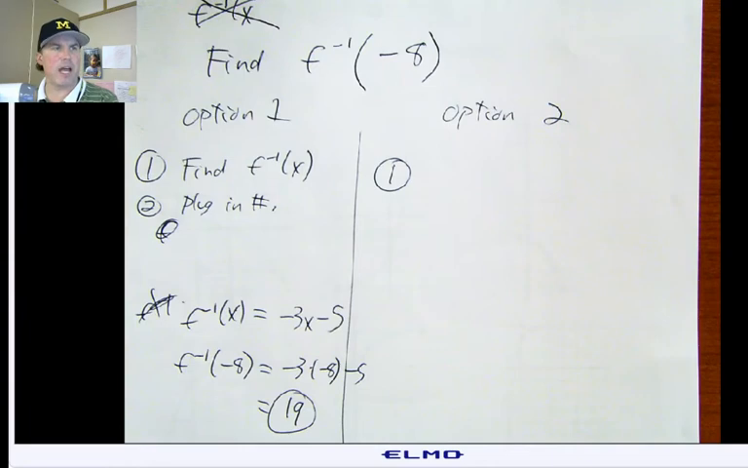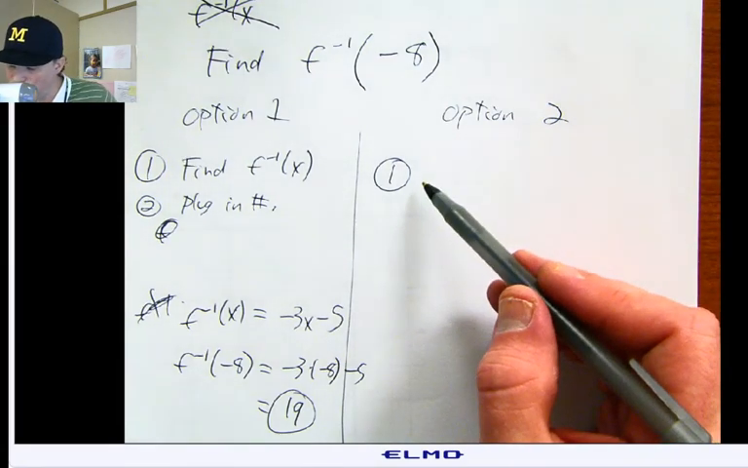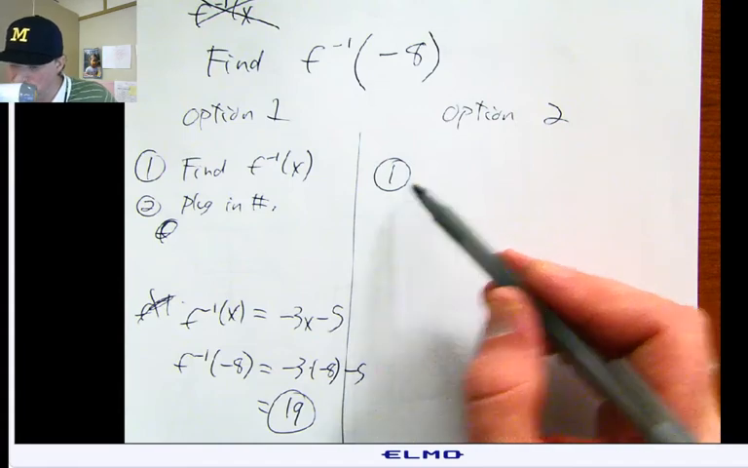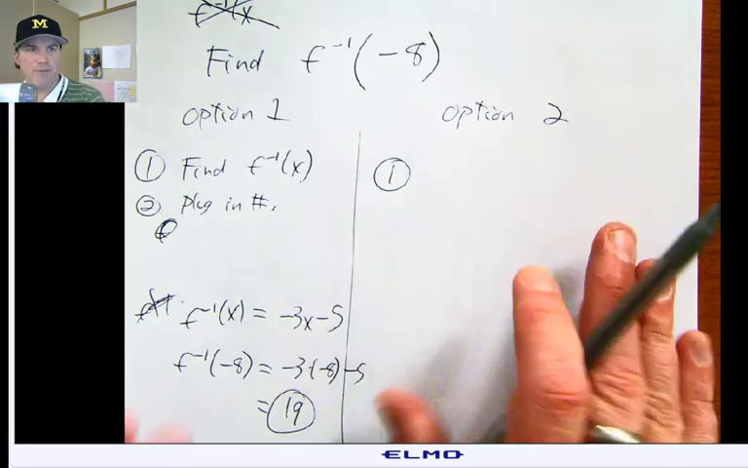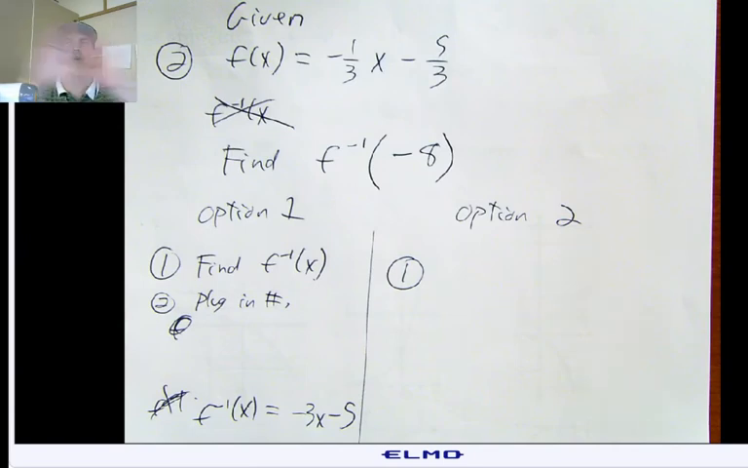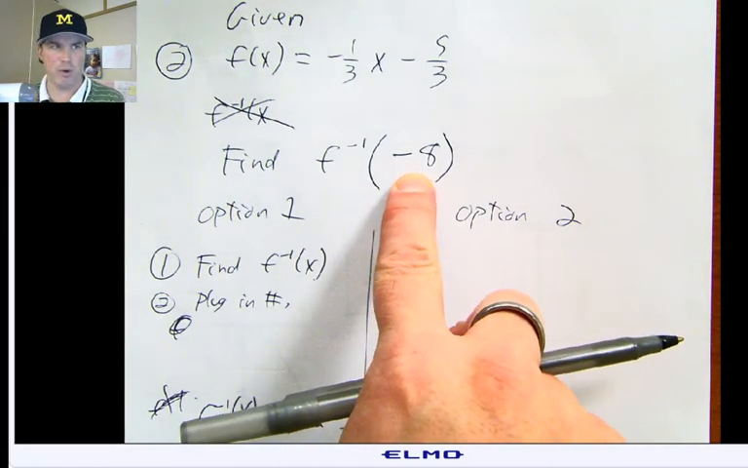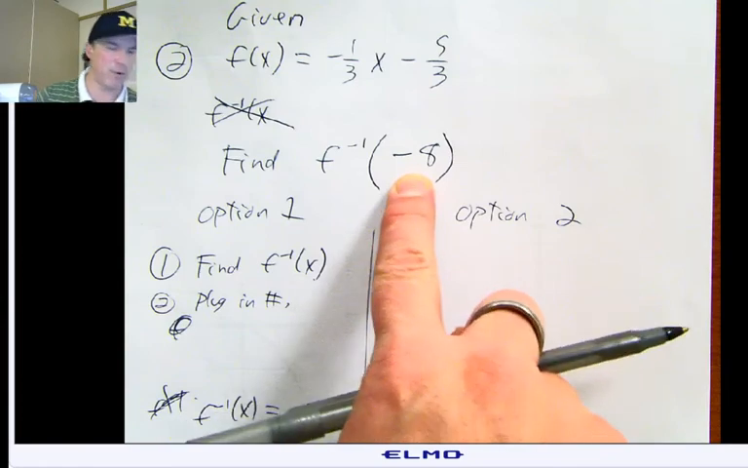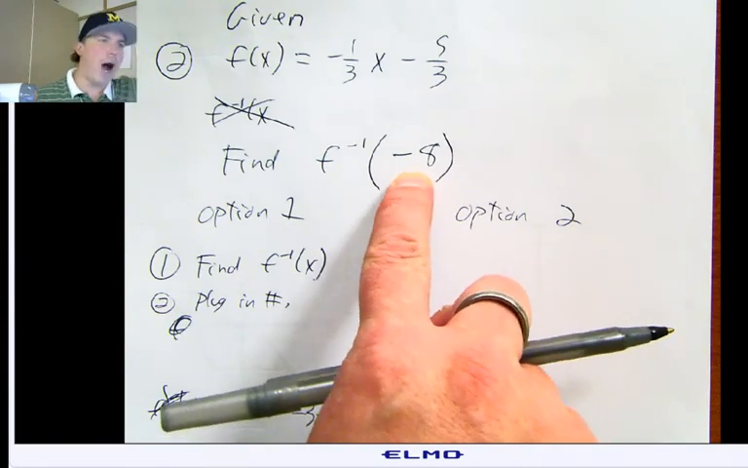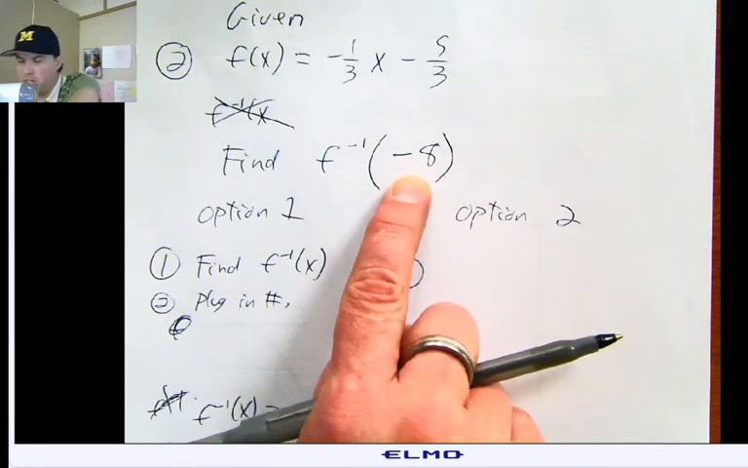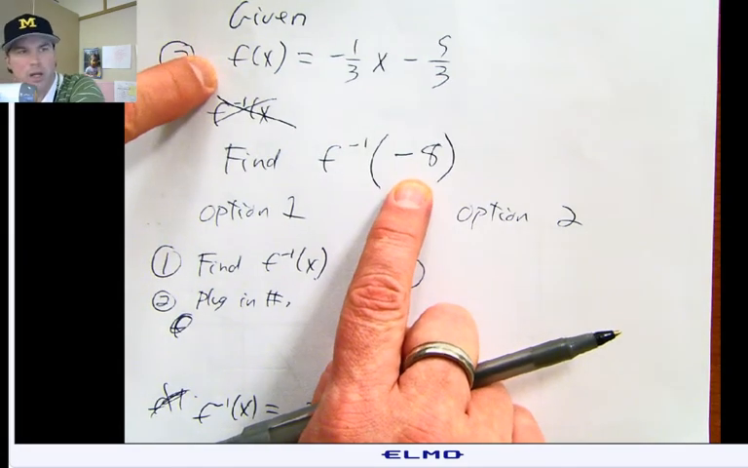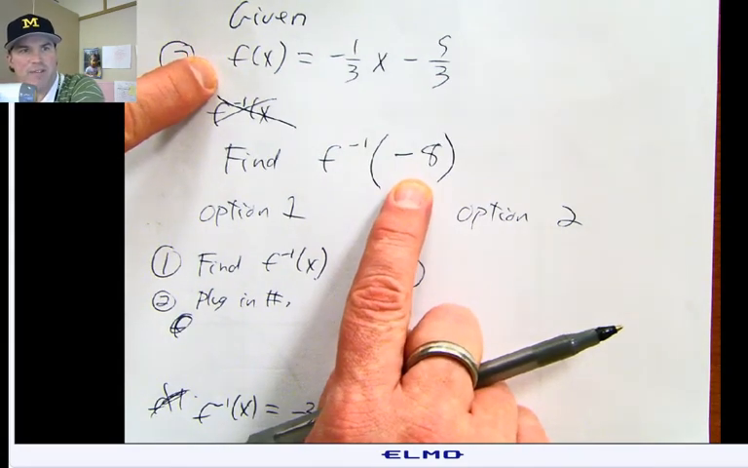That works. Now, option 2, that's the technique I would use if you never once had the inverse of this. If you never found the inverse, remember how inverses x becomes y and y becomes x? Well, when you're doing f inverse, they're giving you an x value, but it's the x value of the inverse, which means it's the y value of the original. So we're going to take the original function and basically change the f of x to -8.